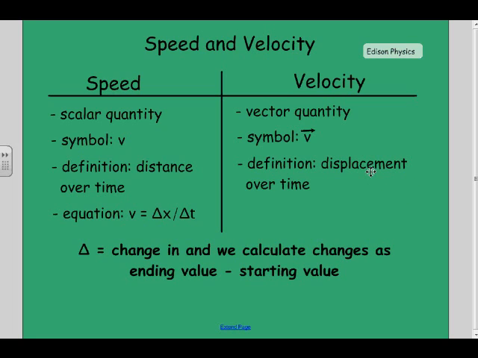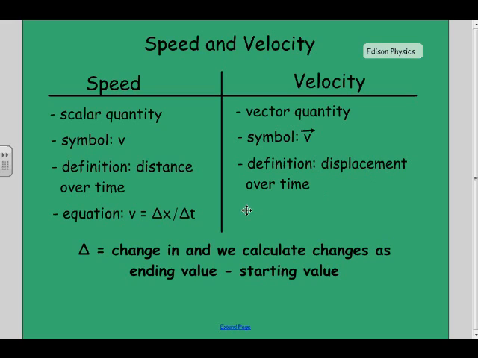Remember, displacement requires me to say what direction, and displacement requires me to know where I started and where I ended, but it doesn't care how I got there. Speed is about the path, velocity is about where did I go.